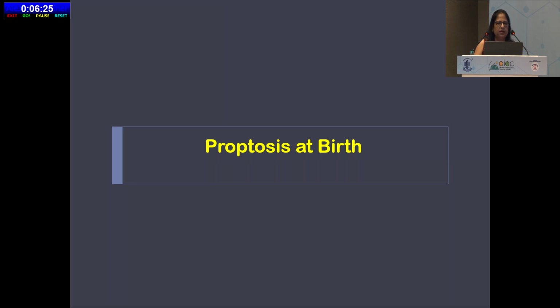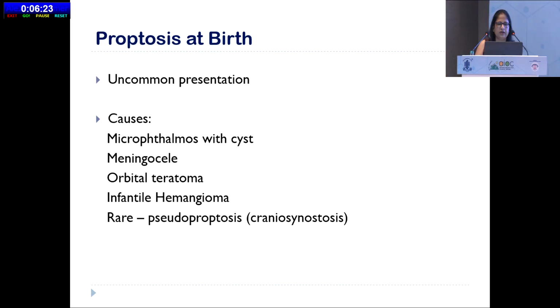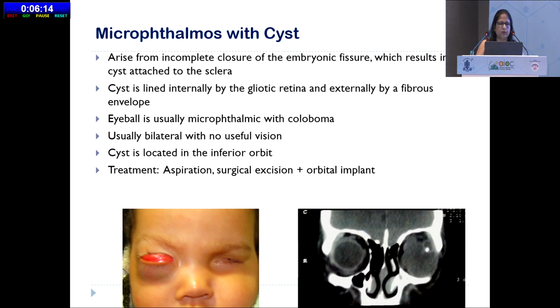So, if a baby is born with proptosis, though it's a very uncommon situation, you should remember some differentials when a baby is born with proptosis. This is something we commonly see: there is some bulge in the inferior lid, and if you retract the lids, you will see the globe is small. So, we know that we are dealing with microphthalmos with cyst.